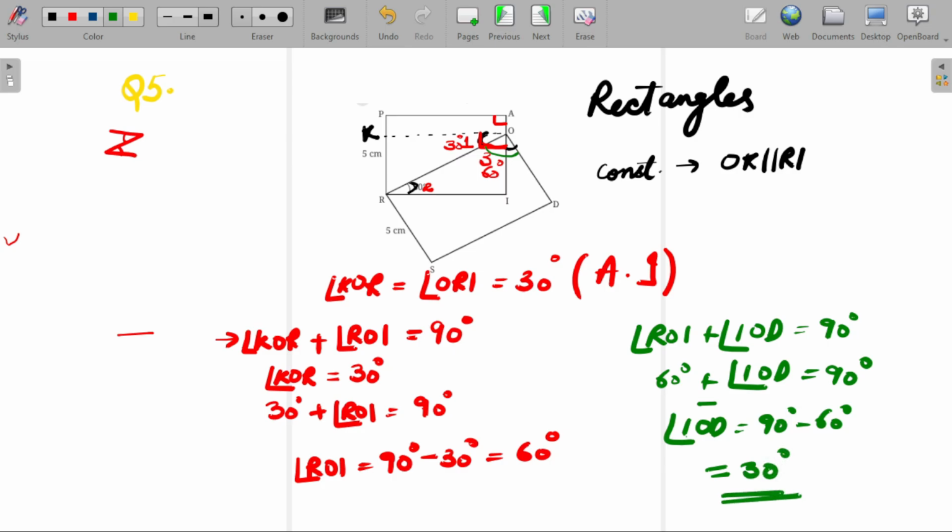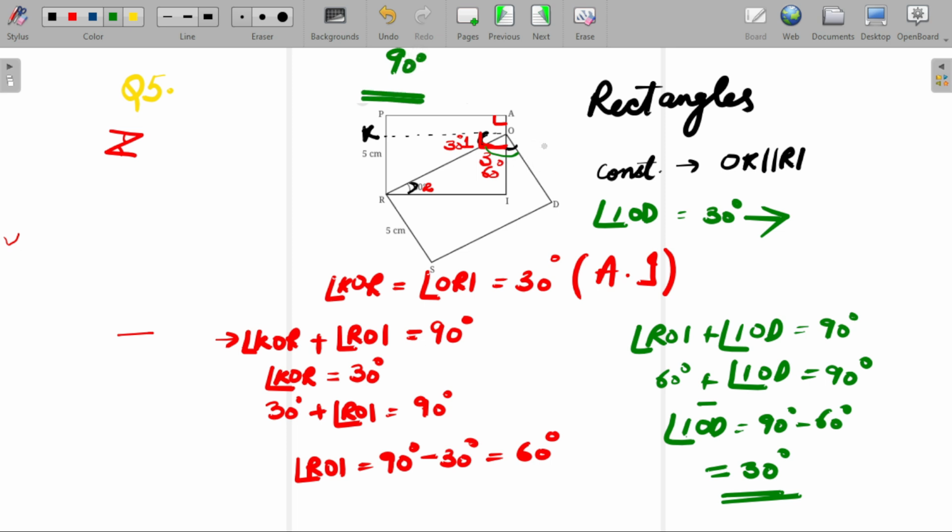That's all. This is what we need to find, right? So angle IOD is equal to 30 degrees. We just use the property of a rectangle, that all the angles are 90 degrees. With the help of that we find the angle.